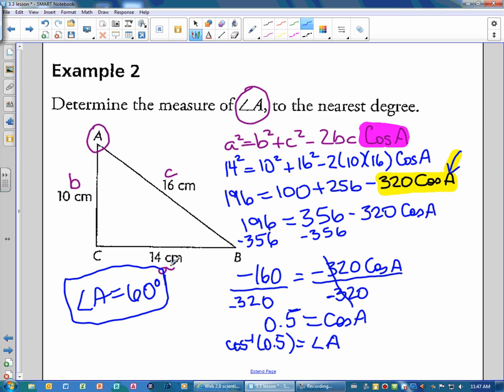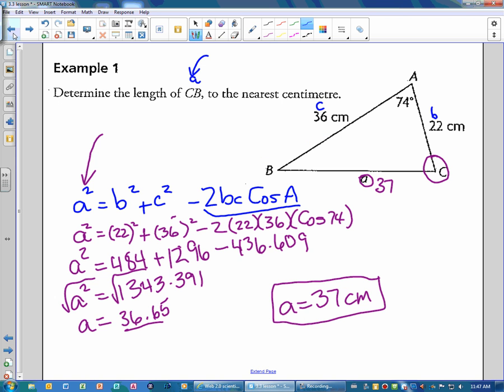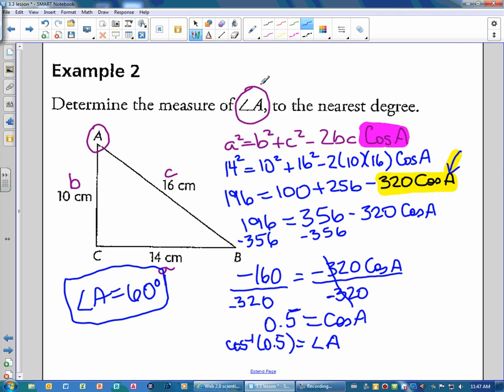All right, so you're either going to be finding a side length, so set up the cosine law for your side, or you're going to be finding an angle and set up your cosine law for your angle.